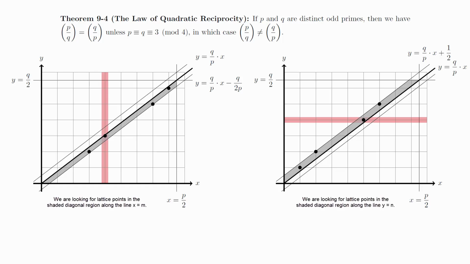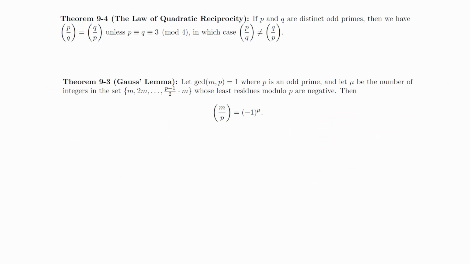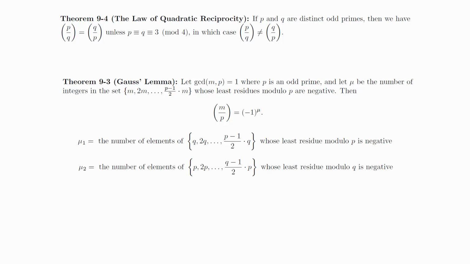Since this proof is long and involves a lot of ideas, let's recap the main steps of the proof. We started off by using Gauss's lemma, which states that we can determine the value of the Legendre symbol P on Q by determining mu1 and mu2. The values mu1 and mu2 correspond to the number of negative signs in specific sets of multiples of Q and P. We used this to show that P on Q and Q on P are different if and only if mu1 plus mu2 is odd.